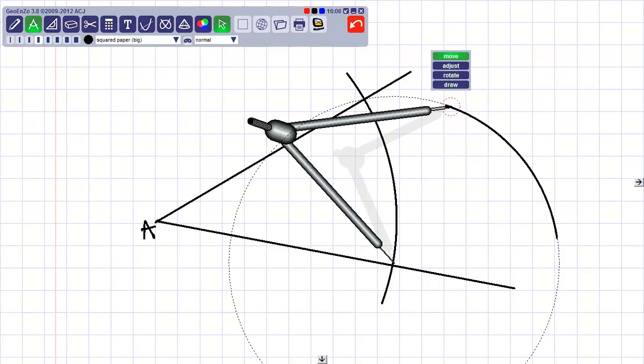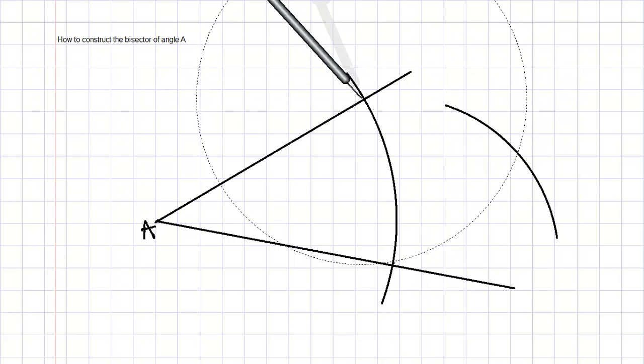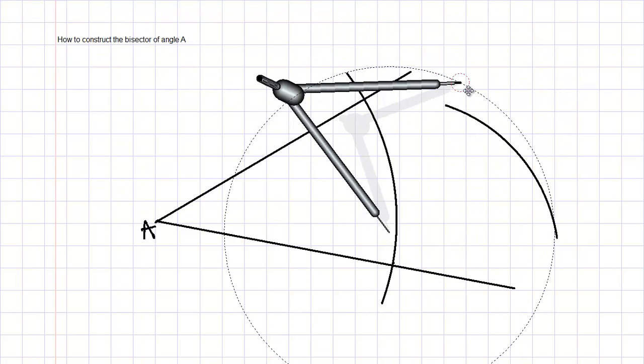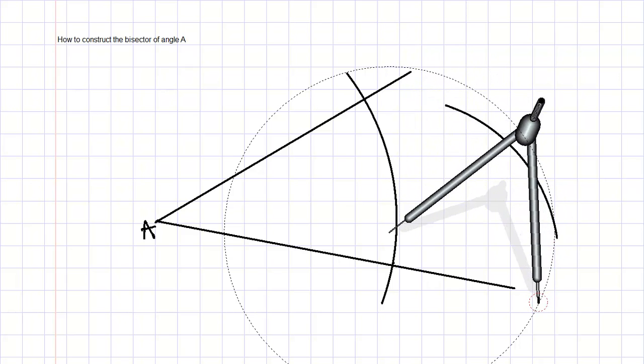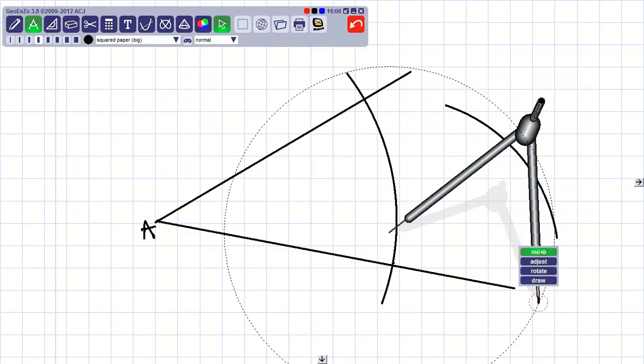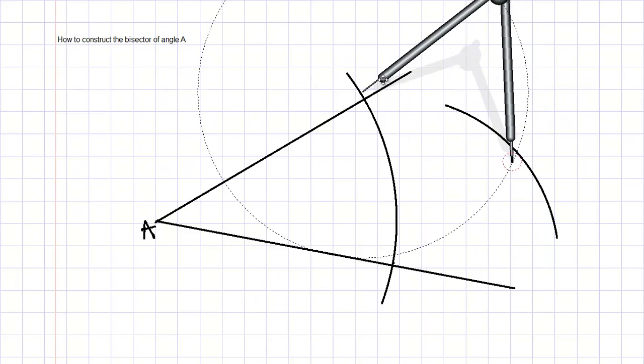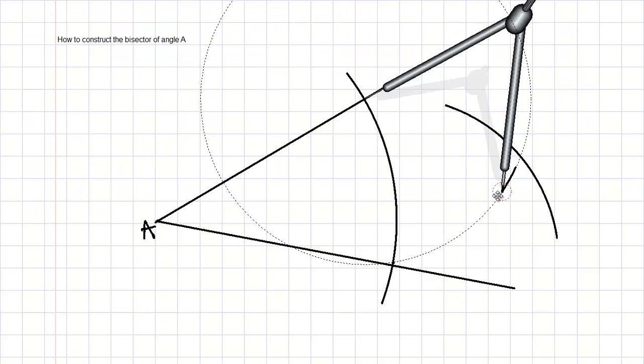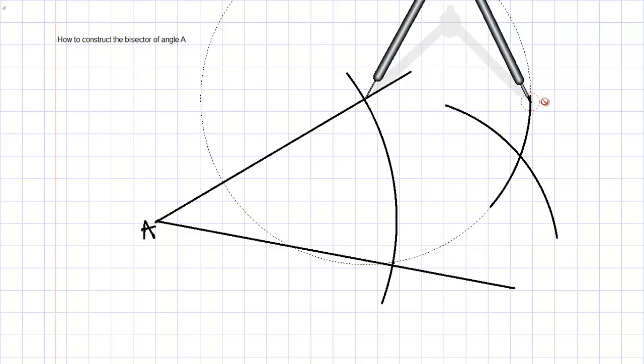I'll now move it again. And now very important as I move it, that I do not change the setting. I don't change the setting because otherwise it won't work anymore. So I must make sure that the angle that my compass makes does not change as I move it. If it does, you must do the whole exercise again. I'm now going to draw again.